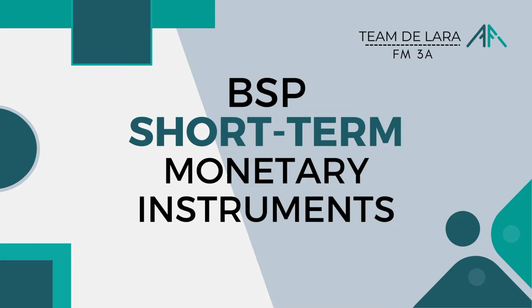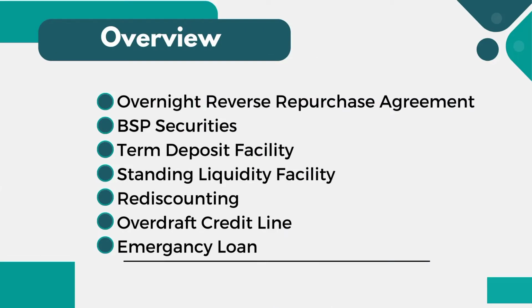And in this video, we're going to talk about the BSP short-term monetary instruments. And on the next slide, we have here the overview of the topic that will be discussed in this presentation. So the first one is the Overnight Reverse Repurchase Agreement, BSP Securities, Term Deposit Facility, Standing Liquidity Facility, Rediscounting, Overdraft Credit Line, and the Emergency Loan.